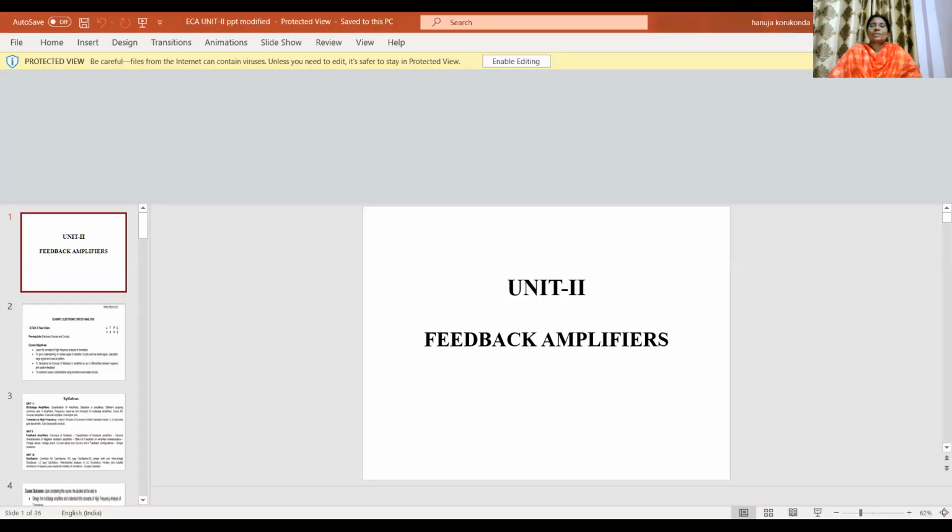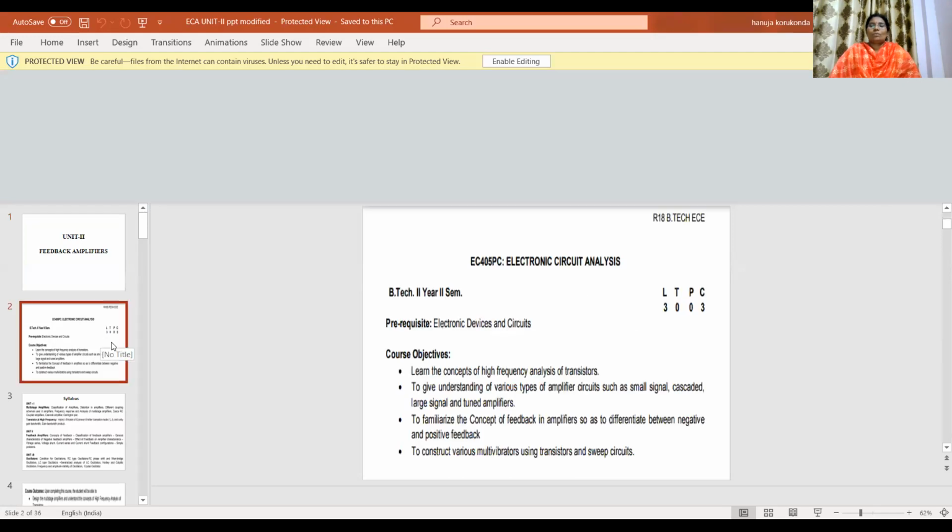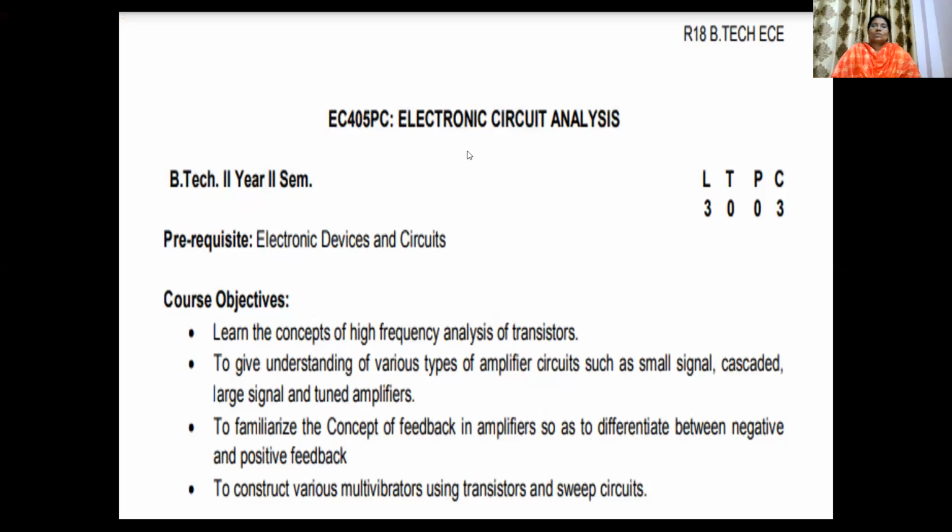So here we have to discuss the feedback amplifiers. First of all, you have to see the course outcomes, course objectives, and what the syllabus consists of. After that, we'll go for the Bloom's taxonomy. So this is our course objectives. Here we have to discuss the feedback amplifiers.